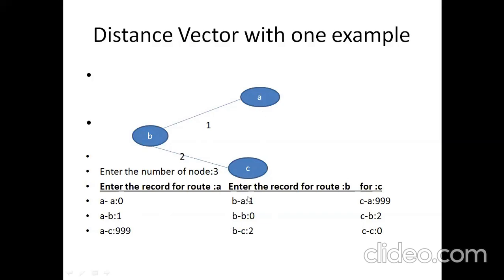Similarly, enter the record for root B also. B to A is 1, B to B is 0, B to C is 2. Same way for C: C to A, there is no path, so it is 999. C to B is 2. C to C is 0. So with this basic idea, we will move on to our software, Code Blocks, and we will see how it is going to work.